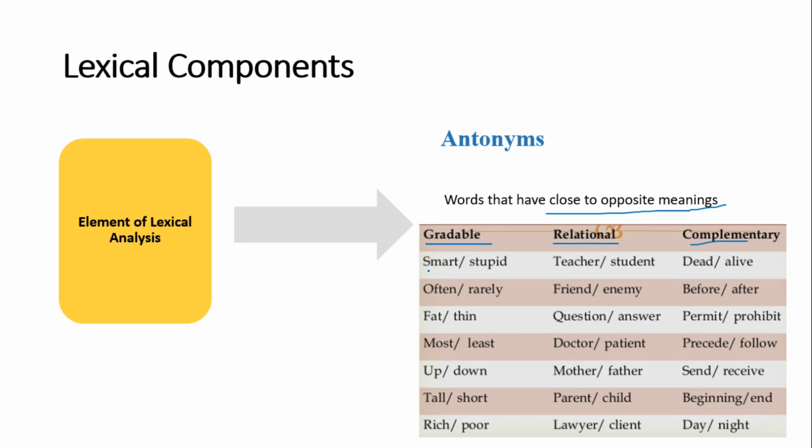So if we talk about grade, for smart we have the opposite meaning stupid, often, rarely, fat, thin. So these are the opposite meanings with respect to some grade. And if you are talking about some relation, then like teacher, student, friend, enemy. These are the opposite words with respect to the relation. And in case of complementary, it's like dead, alive, before, after. So these are the list of antonyms which we can use as part of doing the lexical analysis.